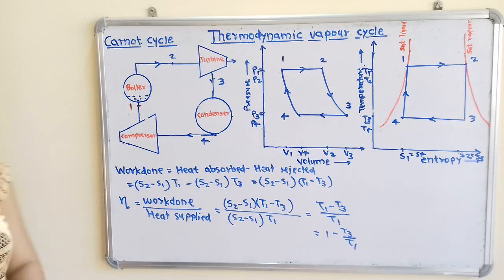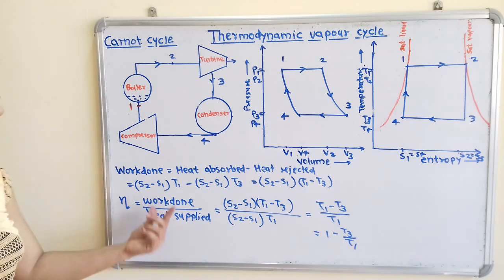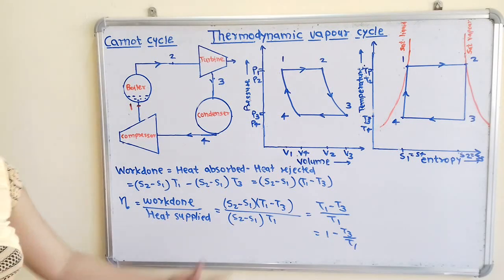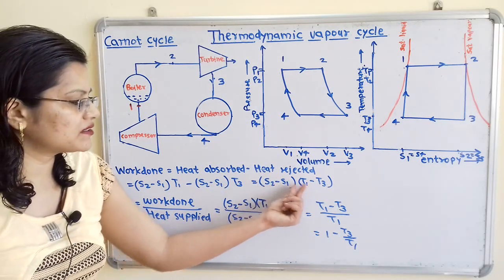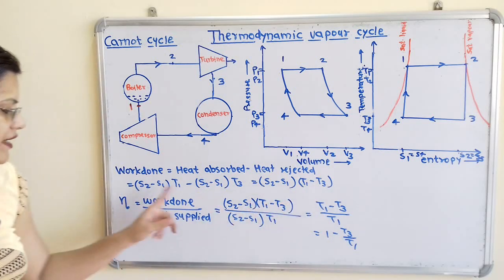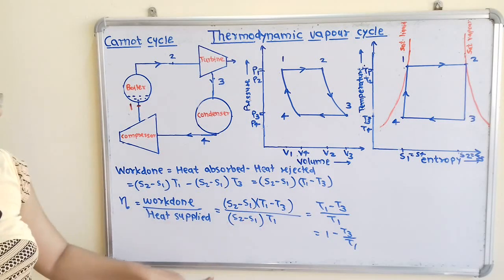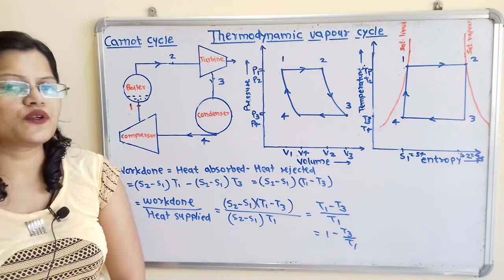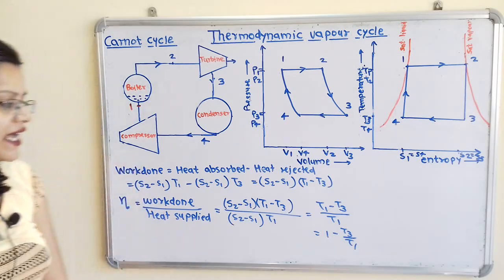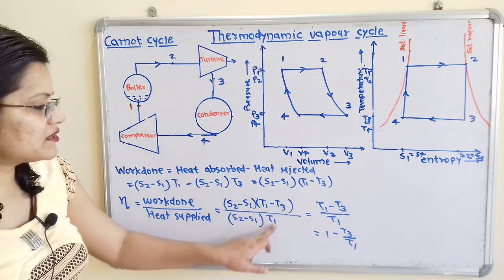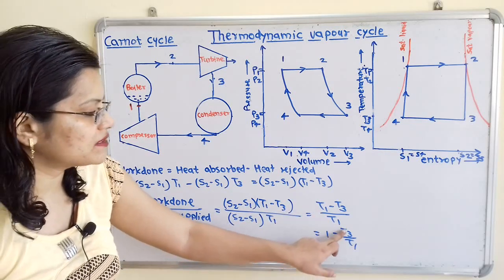Now we will calculate the efficiency. So efficiency is work done by heat supplied. So we will take simply this formula S2 minus S1 into T1 minus T3 divided by S2 minus S1 into T1. So this S2 minus S1 from numerator and denominator is getting cancelled. So here is T1 minus T3 by T1, that is 1 minus T3 by T1.